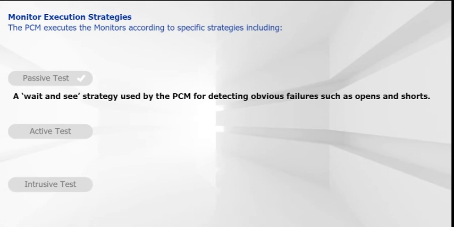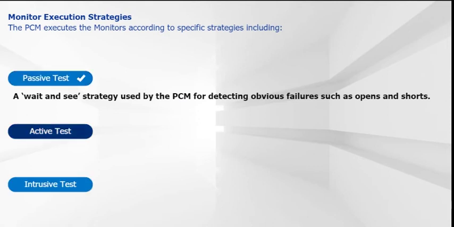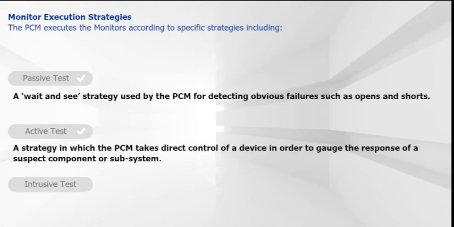Passive testing is a wait-and-see strategy used by the PCM to identify obvious systems failures, such as an open or shorted sensor circuit. With active testing, the PCM takes direct control of a device or devices in order to gauge the reaction of suspect components or subsystems. For example, the PCM may increase fuel delivery in order to evaluate the response time of the O2 sensor. Active tests go undetected by the driver and are often performed due to a failed passive test.